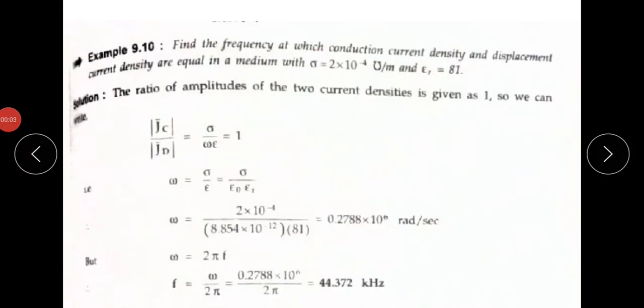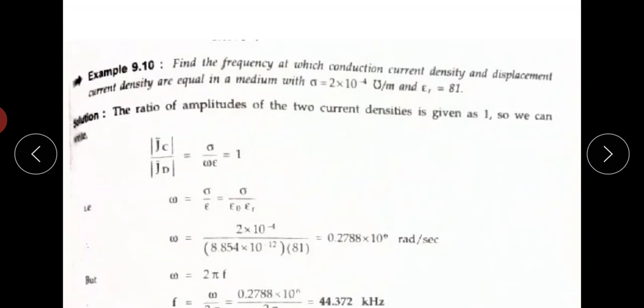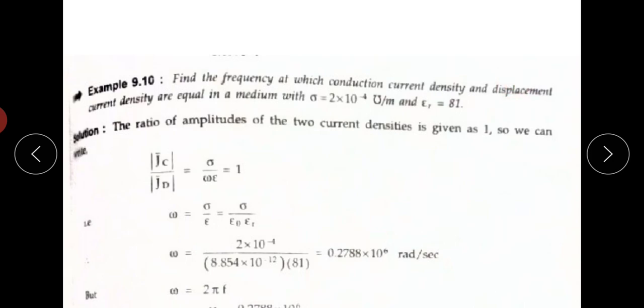Okay, now I would like to explain the problems on current densities. First one: find the frequency at which the conduction current density and displacement current density are equal in a medium with sigma equals 2 into 10 to the power of minus 4 ohms per meter and epsilon r equals 81. Here we have to find the frequency at which the conduction current density and displacement current density are equal. Conduction current density is represented by Jc bar, displacement current density by Jd bar.